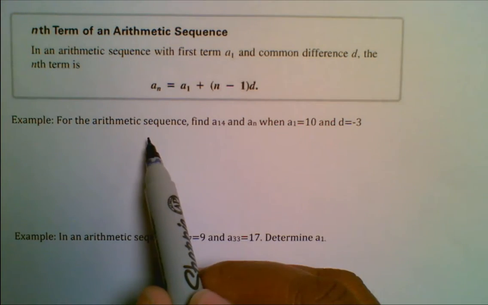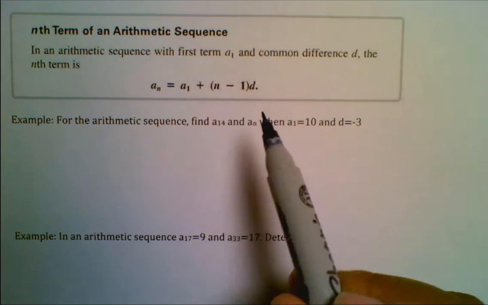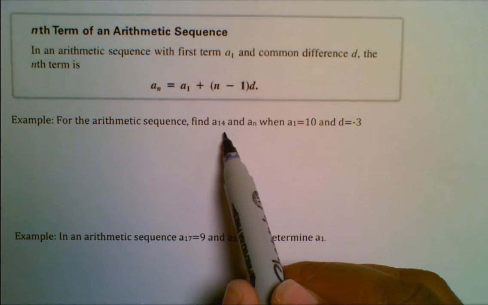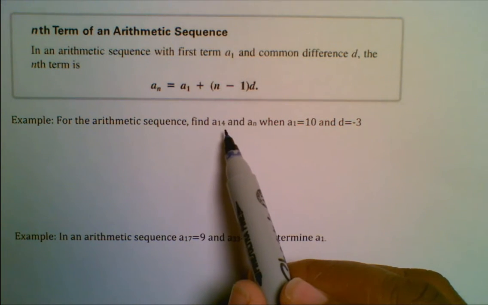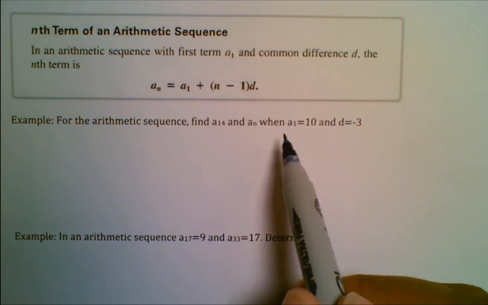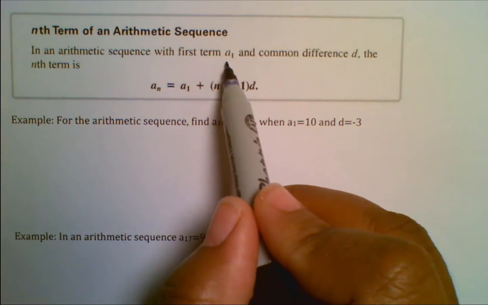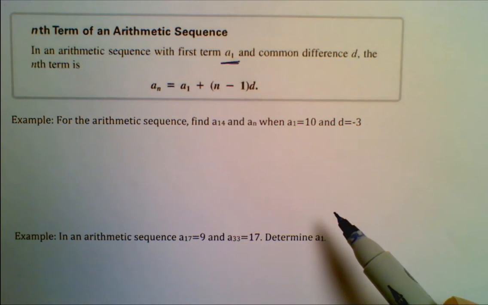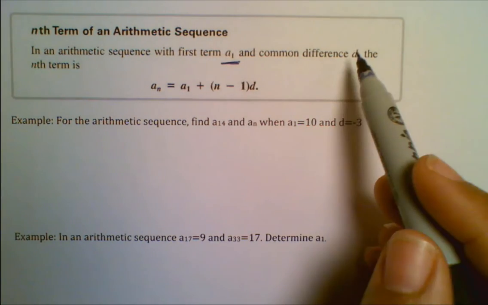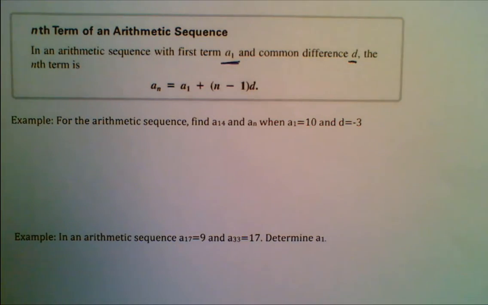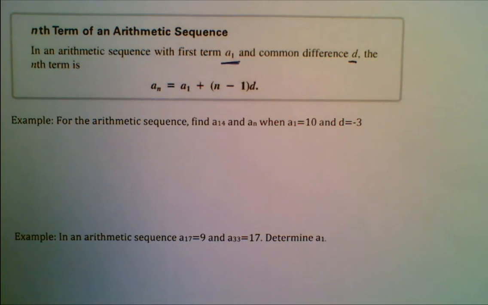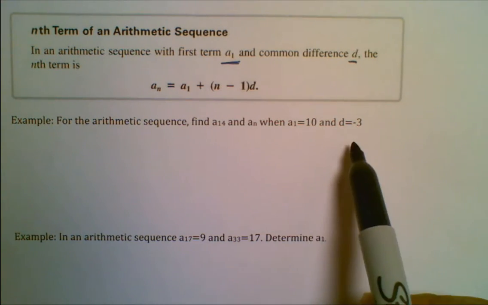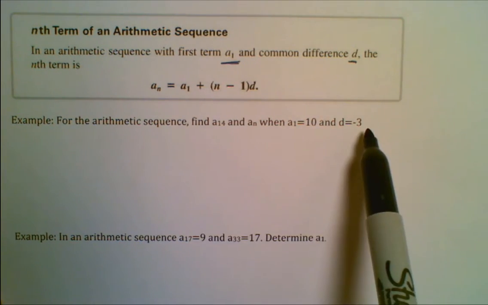For this arithmetic sequence, it's asking us to find the 14th term. So find a sub 14 and a sub n when our first term is 10. Anytime you see a sub 1, that means it's the first term, and anytime you see the variable d, that's the common difference. Our d here is -3. What we're going to do is substitute these values in for our first term, our d, and our n.